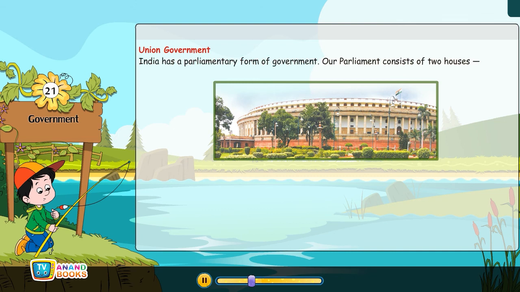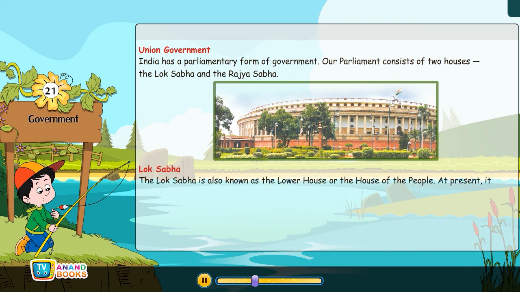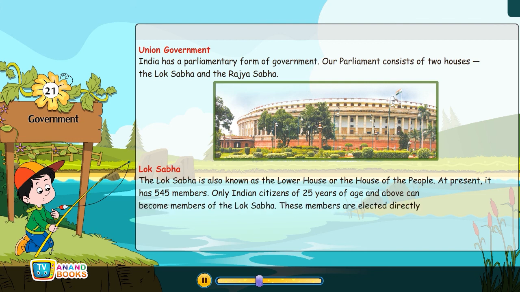Union Government. India has a parliamentary form of government. Our parliament consists of two houses, the Lok Sabha and the Rajya Sabha. Lok Sabha. The Lok Sabha is also known as the lower house or the house of the people. At present, it has 545 members. Only Indian citizens of 25 years of age and above can become members of the Lok Sabha. These members are elected directly by the people of India. The term of the Lok Sabha members is 5 years.